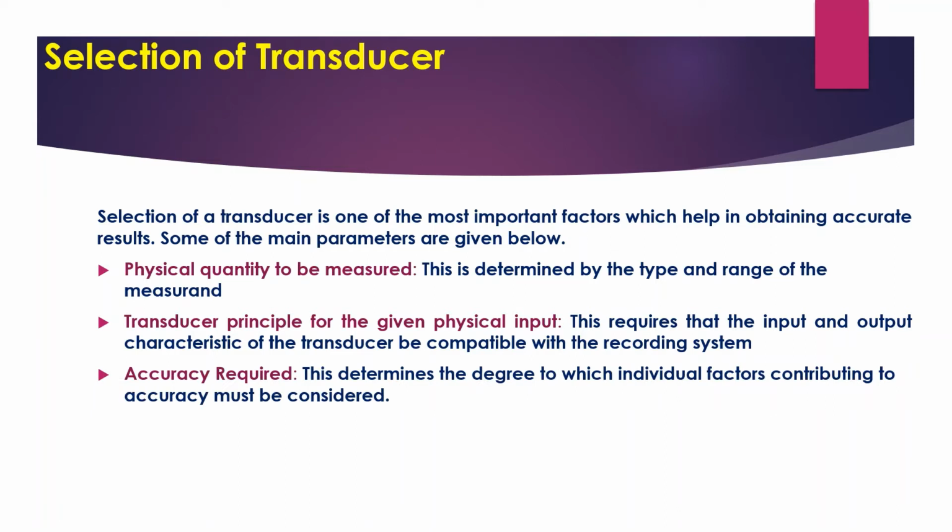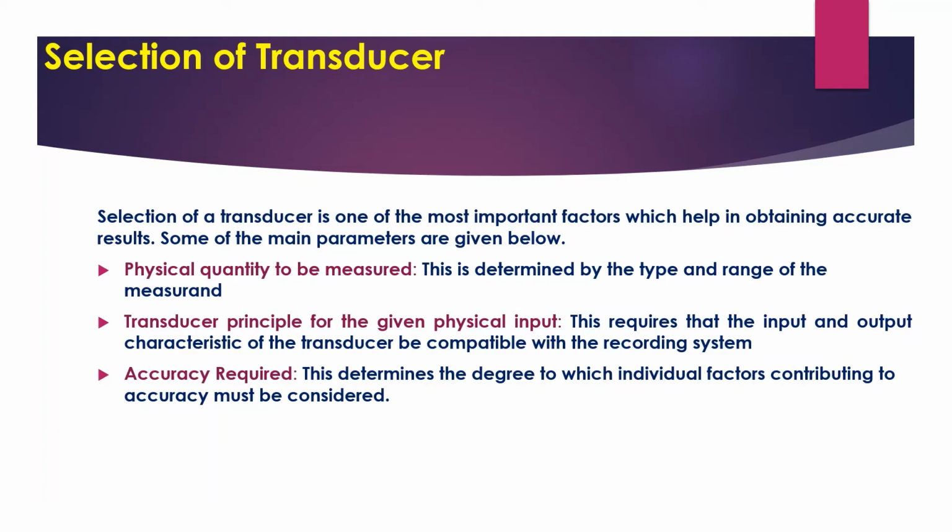And the last one in this case is accuracy required. Of course, this determines the degree to which individual factors contributing to accuracy must be considered. So basically, ambient temperature, environmental condition, aging effect, all this comes under accuracy required. So you make sure that when you design a particular instrument with a transducer, all these parameters have to be taken care of. So this is all about selection of a transducer.